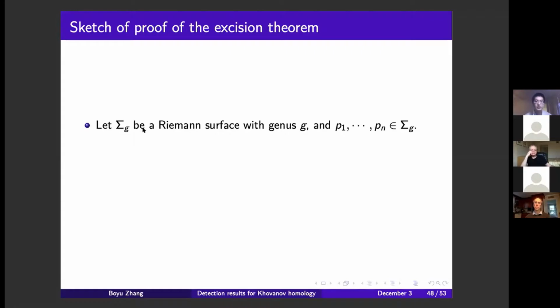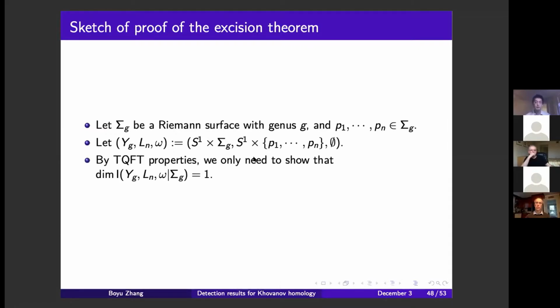If we take sigma_g to be a Riemann surface of genus g, and choose n points on sigma_g, then we can consider the following triple. The three-manifold Y is given by S^1 times this surface, and the link L is given by S^1 times these n points, so it's a link with n components, and we take omega to be the empty set. In this case, by the formal TQFT properties, to show the excision formula for instanton Floer homology, we only need to prove that the dimension of this particular space is 1.